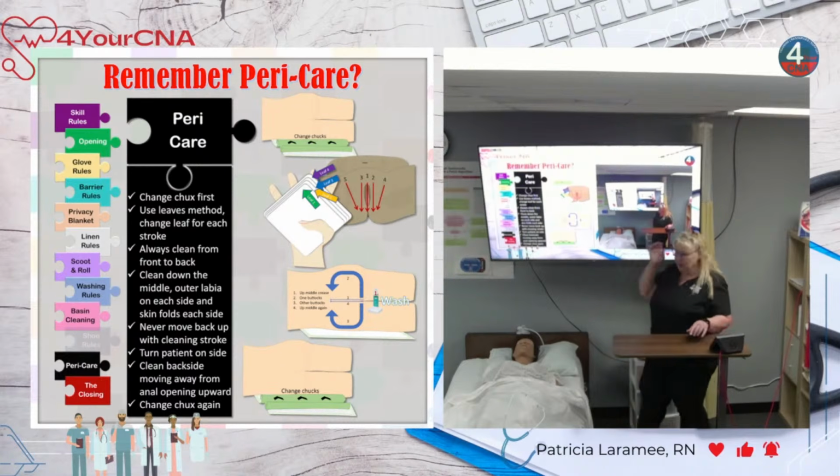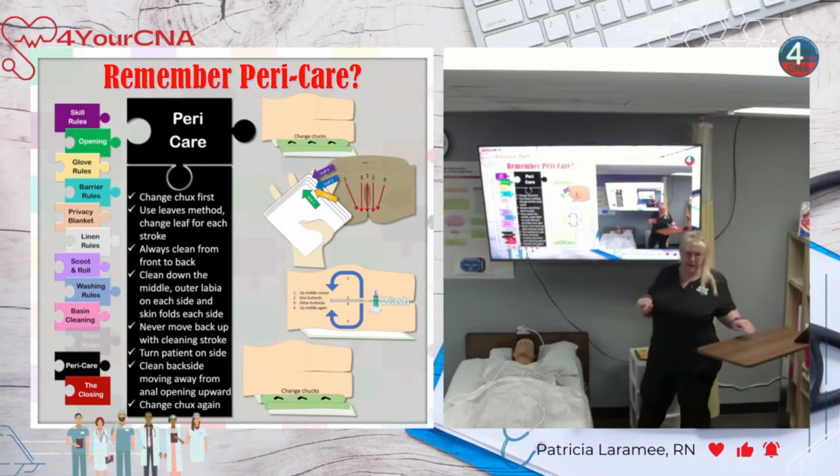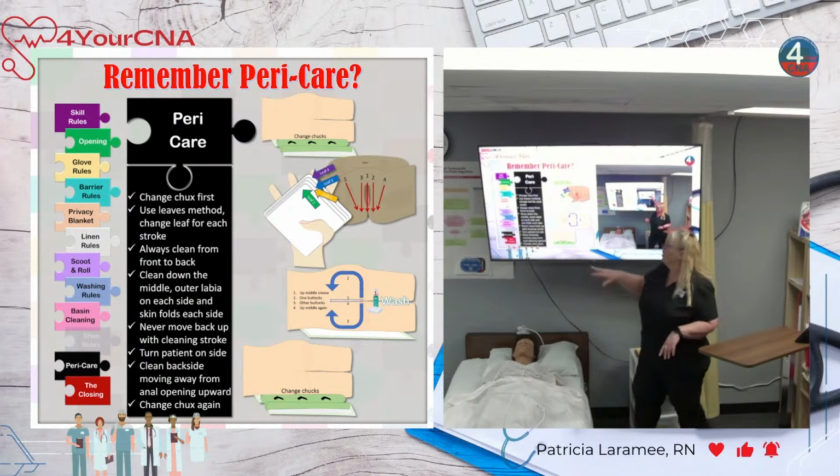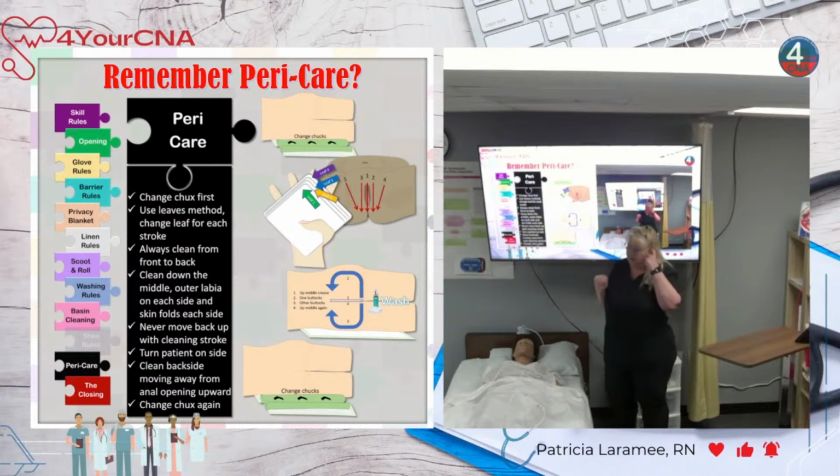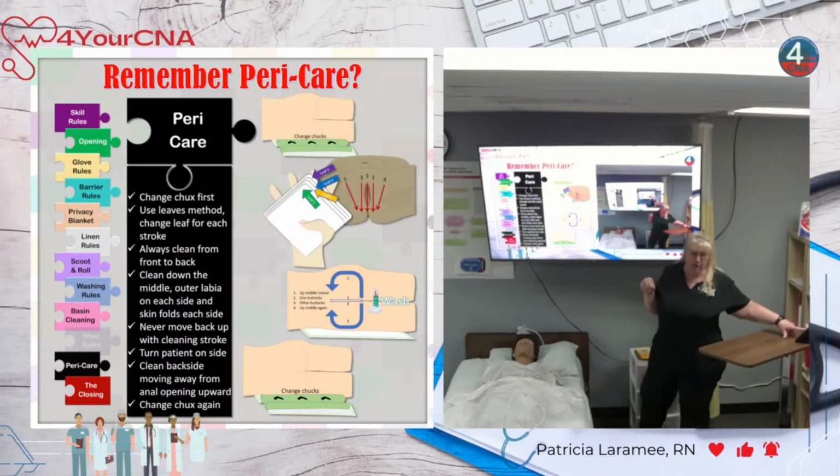This is PeriCare review. Okay, so I want to talk about PeriCare for a second, and then I'm going to show you the differences. With PeriCare, they already had a chucks under them. We replaced it with a dry one. Then we cleaned the peri area, top to bottom, middle, side, skin fold, wash, rinse, dried. Then we turned the patient over and cleaned their backside. Then we changed that chucks again. You guys remember that with PeriCare?